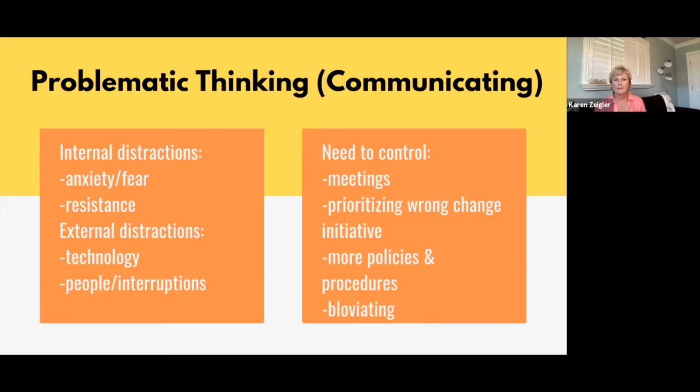Other needs to control come out in prioritizing the wrong change initiatives. You know, as leaders of organizations, oftentimes, because we haven't gone through the design thinking phase, we prioritize the wrong change. As well, and another issue, and I've seen this a lot with my clients, is more policies and procedures and a lot of bloviating. We talk and talk and talk about having an inclusive culture or psychologically safe culture, or of being innovative, but it's all talk and there's no action, no being or doing that backs it up. And so that brings us to our opportunity to have a design thinking role play, which is our next slide.